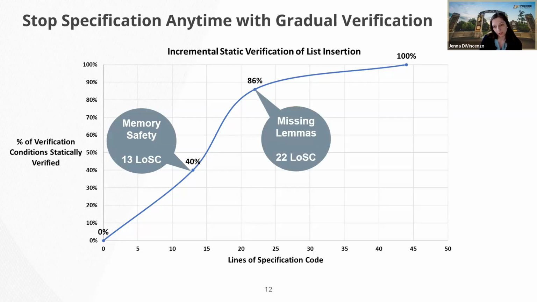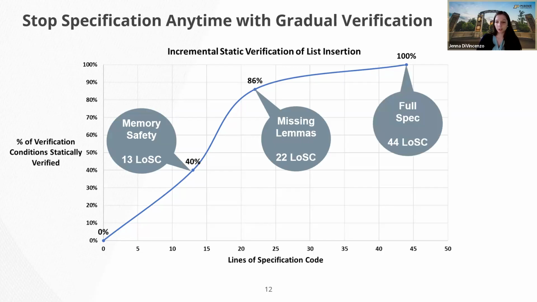She can go on and spend a little bit more time, say, specifying 9 more lines of code. This will include some functional properties, maybe for acyclicness of her list, but she leaves out some helper lemmas for the proof that she doesn't want to spend time doing right now. And this still leads to 86% of her verification conditions being statically verified.